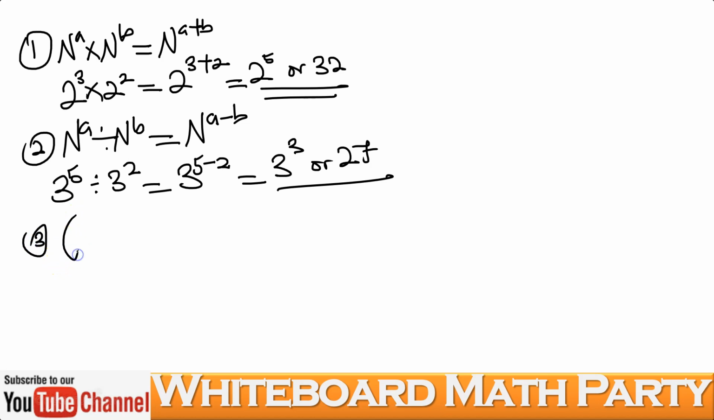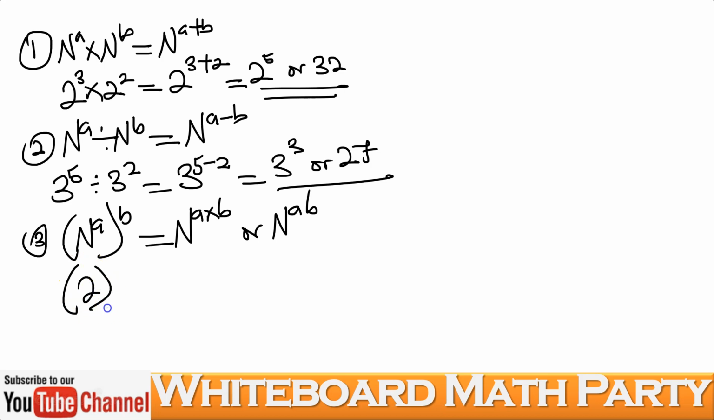Rule number 3. Rule number 3 states that n to the power of A, all in brackets, to the power of B is the same thing as n to the power of A times B, which can actually be expressed also as n to the power of AB. How does this apply in indices? Let me give you an example.